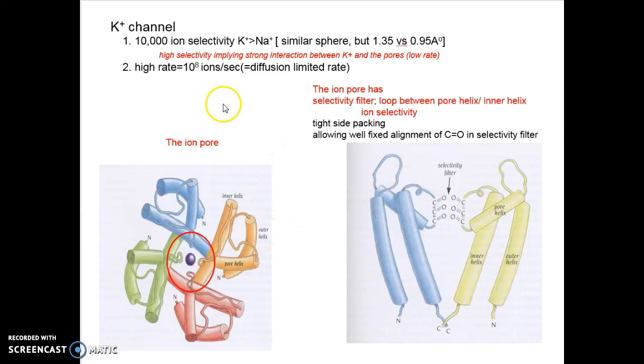We must explain the features of the potassium channel based on the molecular structure of this protein. Potassium channels are highly selective for potassium ions by a factor of 10,000 over sodium. What is the chemical basis for this selectivity, since both potassium and sodium are just a spherical shape? Simple size exclusion cannot account for the selectivity because sodium is much smaller than potassium.